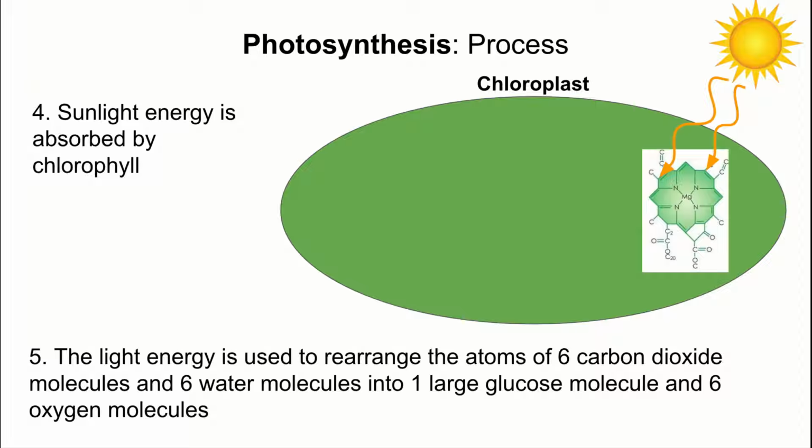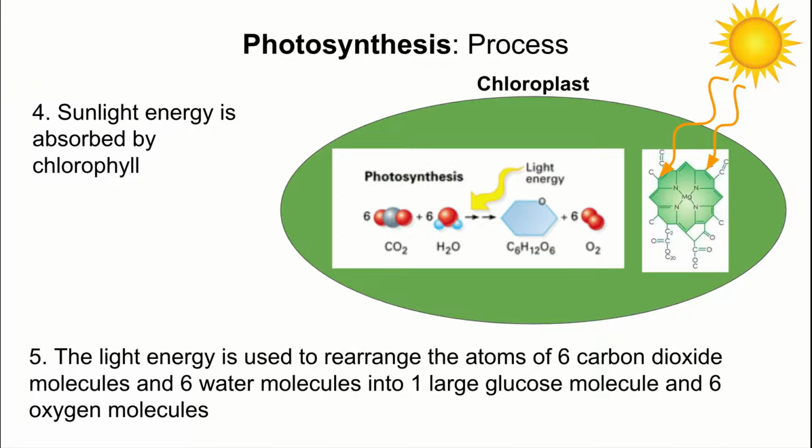And step five, this light energy is used to rearrange the atoms of 6 carbon dioxide molecules and 6 water molecules into one large glucose molecule and 6 oxygen molecules. That was the equation that we wrote out at the start. We're going to rearrange these starting molecules, reactants, into these ending molecules, the products. And now I'm going to show you exactly what that looks like. And your job right now is just to watch.